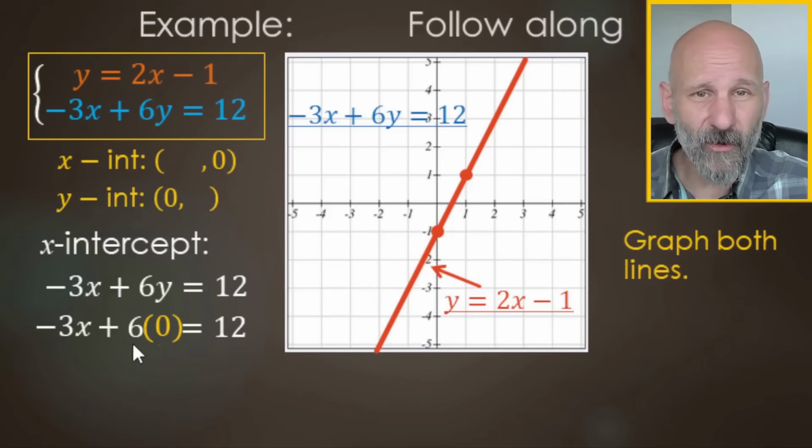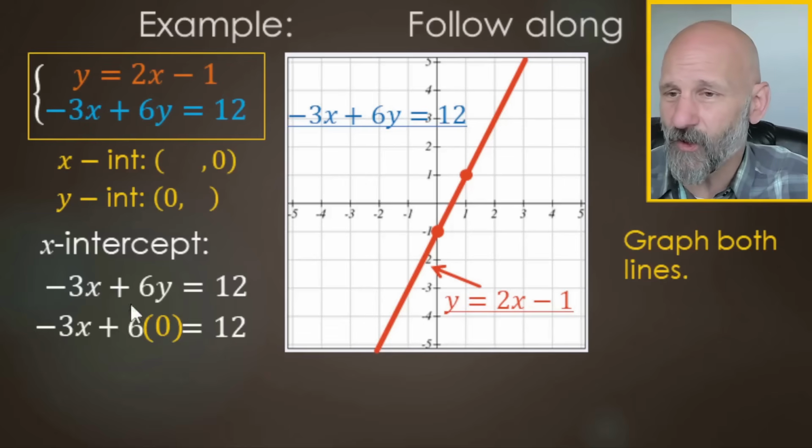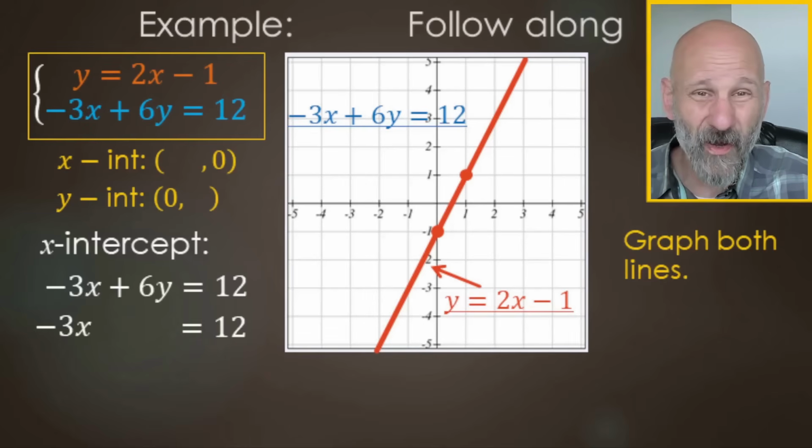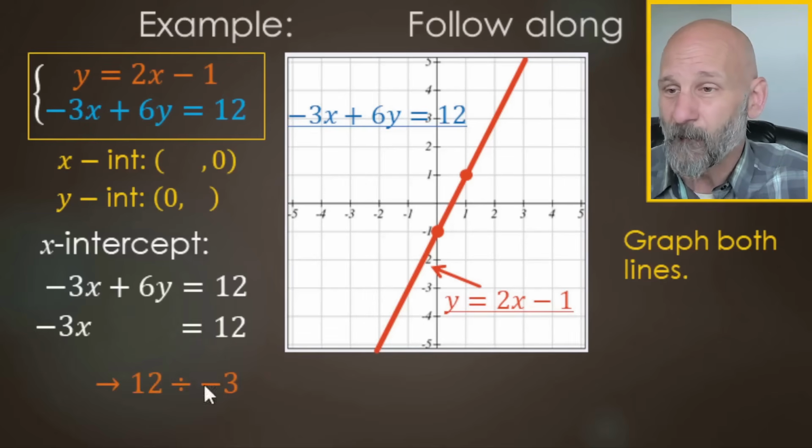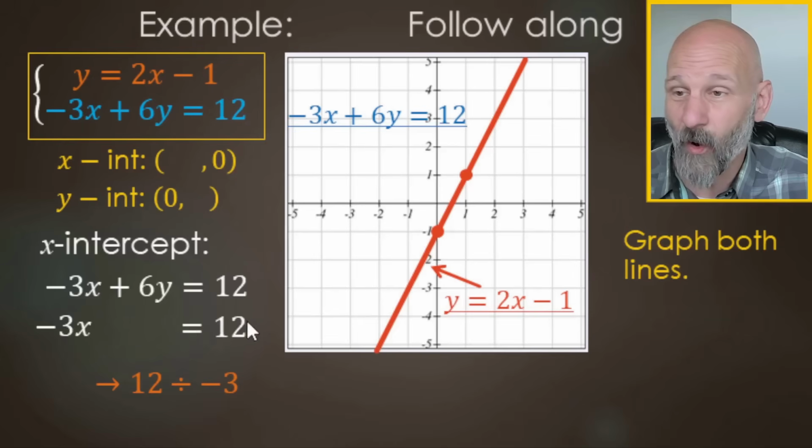Now 6 times 0 is just 0, so now we simplify and then solve. 6 times 0 is just 0, so we basically ignore it and we just have negative 3x equals 12. In order to get x by itself, we divide by negative 3. So in our brains, we're thinking, take the 12, divide by negative 3. A positive divided by a negative is going to be a negative. 12 divided by 3 makes negative 4.